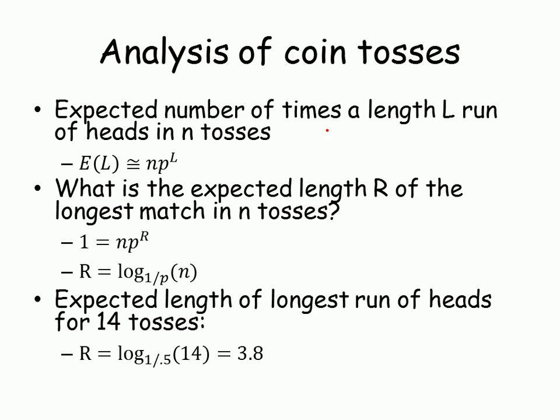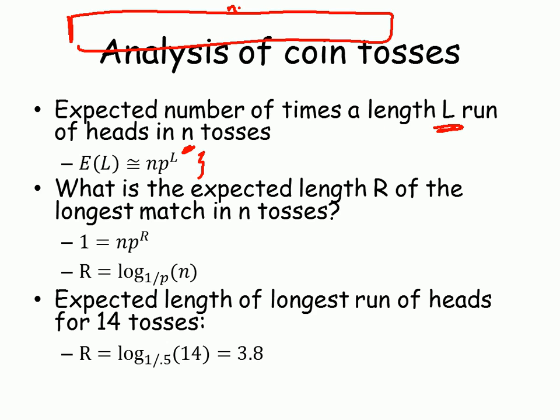Okay, so the expected number of times a length L run of heads in n tosses is the following. So you have n tosses. In the example, n was 14. Okay. The last location that it could start was n minus L plus 1. So this is the first position, second position, and so on. It'll be n minus L.